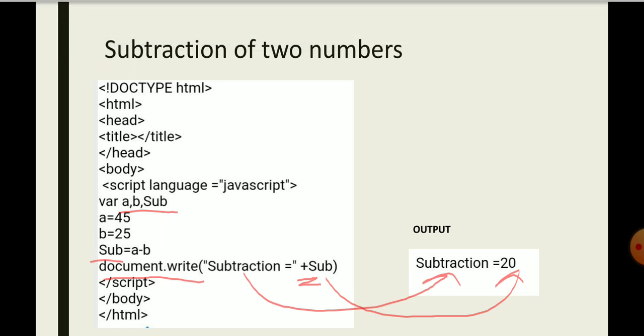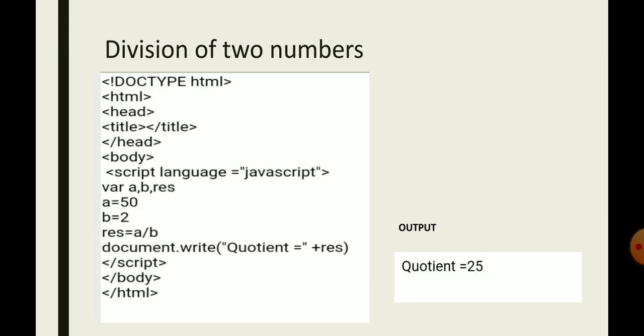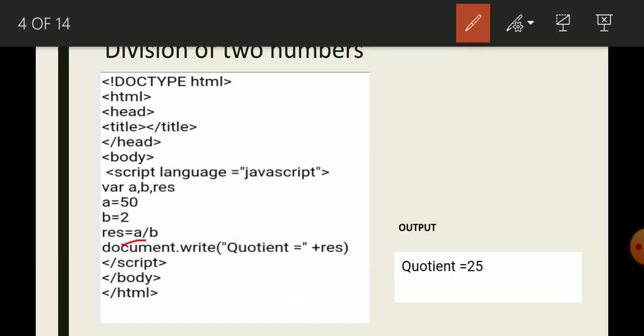The next, division, only sign gets changed. As you know, division operator returns the quotient. So as an output, it displays quotient, that is 50 divided by 2 gives quotient 25. Here RES variable is used to store result. In this way you can use any variable name.